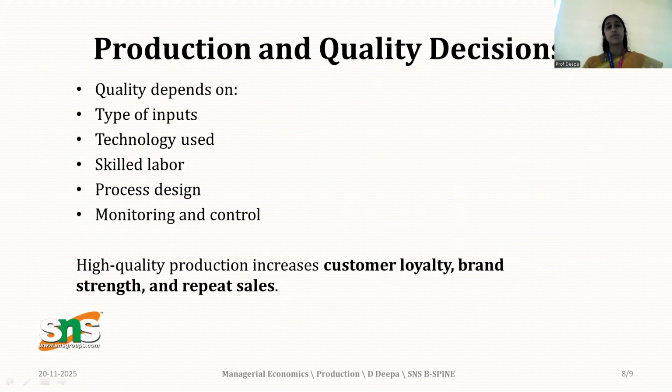And next is production and quality decisions. It depends upon the type of products, technology, labor, and process design, monitoring and control. Quality depends on all these factors. If you do not have technology, quality will be affected. If you do not have skilled labor, again quality will be affected. So all these things are interconnected with each other.